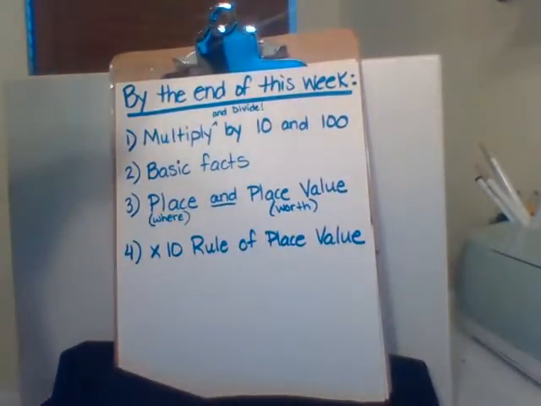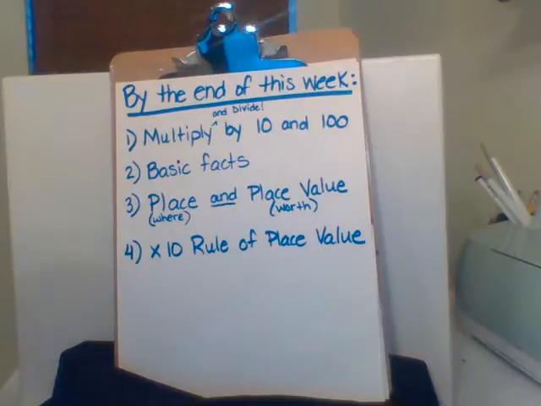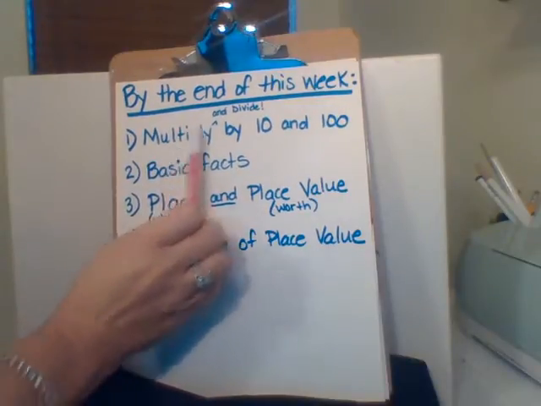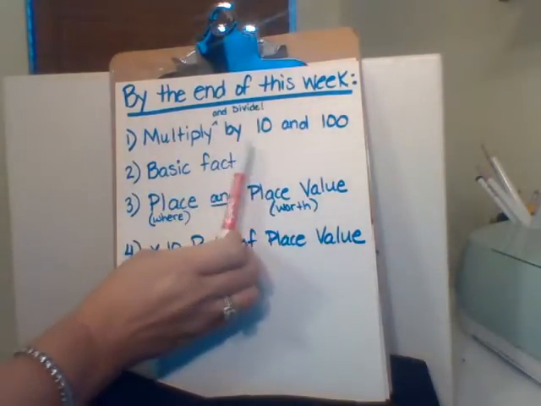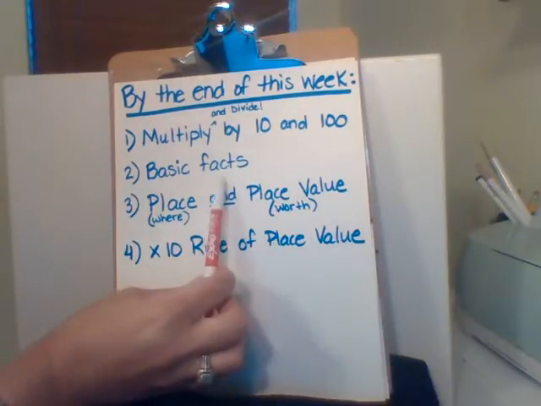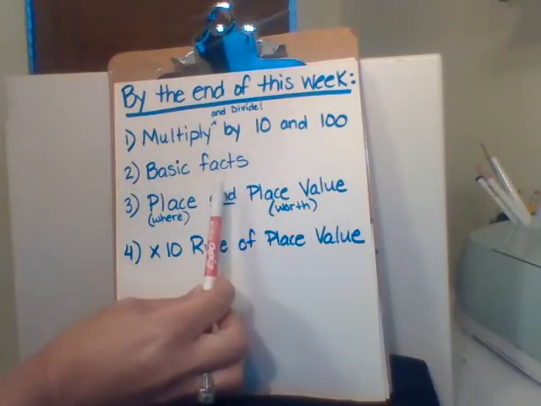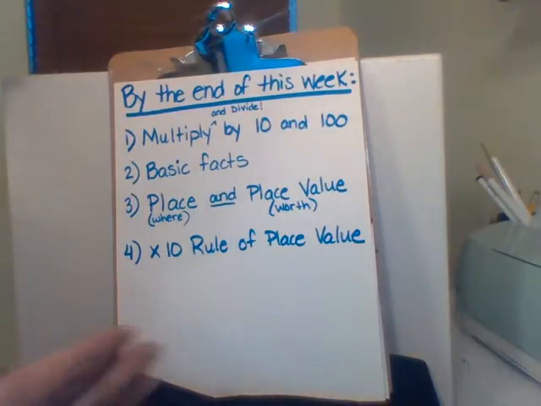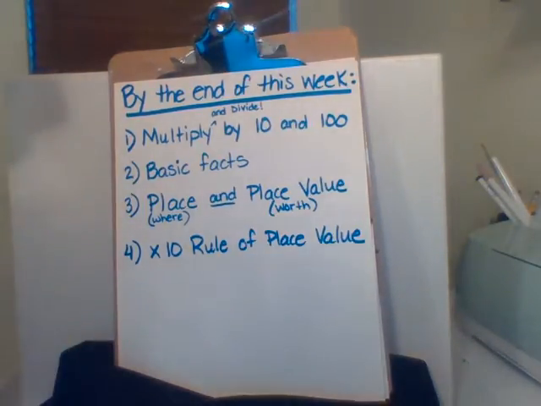By the end of this week, we're hoping that our fourth graders will be able to do the following. We want you to be able to multiply and divide by 10 and 100. We'd like you to have basic facts knowledge, your multiplication facts. So far, we are expecting you to know zeros all the way up to at least your tens. We know that you had a lack of time in third grade, so we will help you along with that.